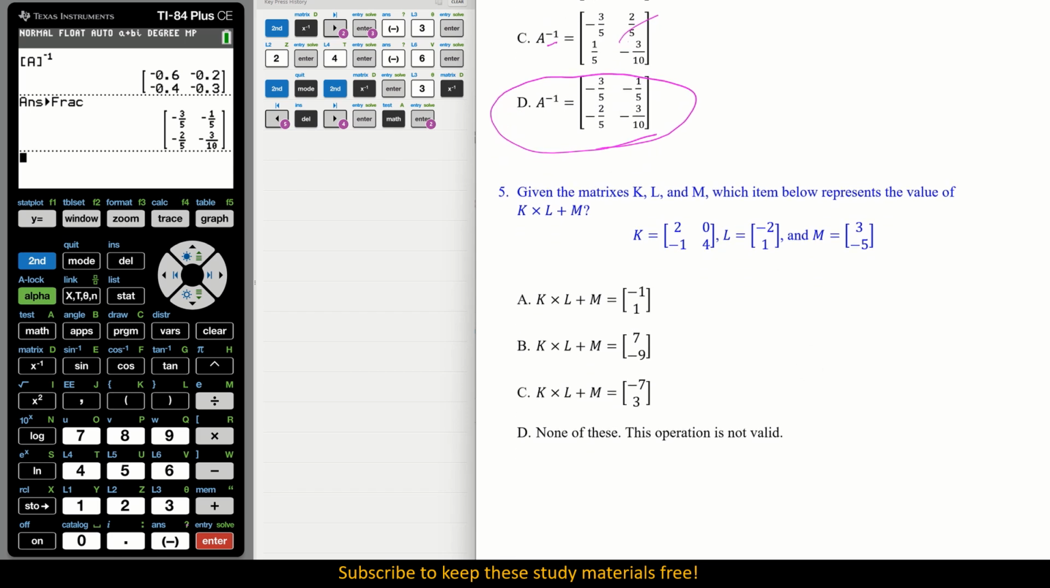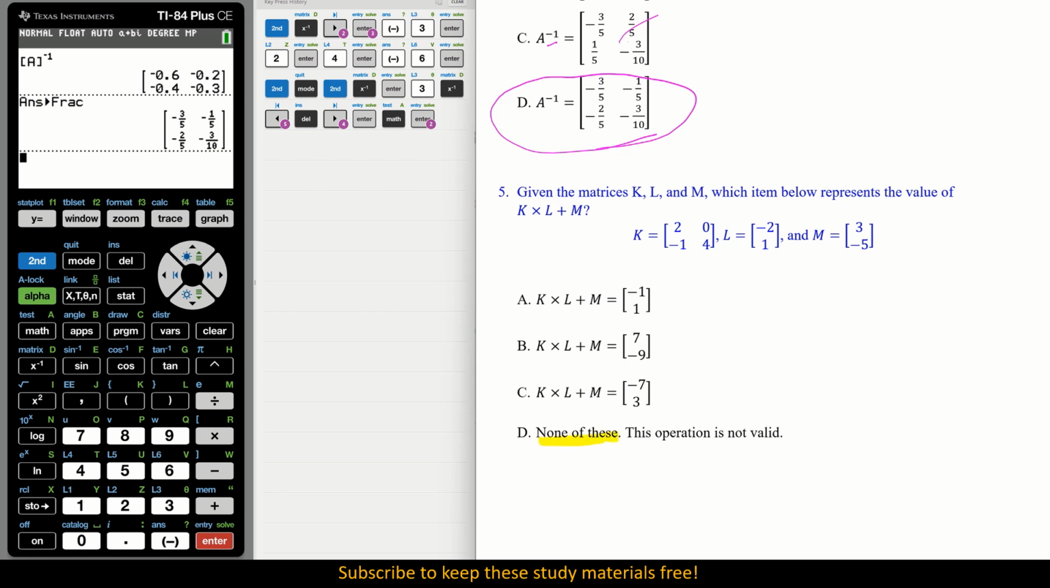Given the matrices, that is a typo. If matrices, that X should be a C. Okay, there we go. Given the matrices K, L, and M, which item below represents the value of K times L plus M? Okay, now, word of warning. I see option D right here. See, I noticed really quick, A, B, and C, they give us a number value.